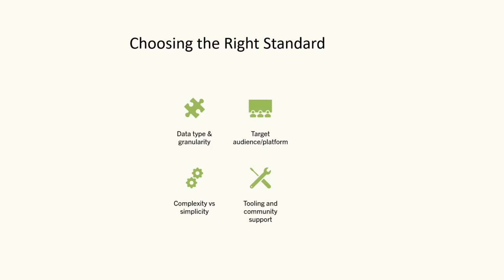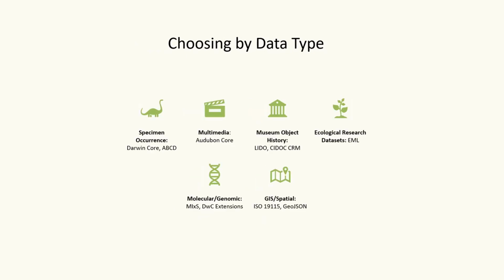And then you also want to look at the tools and the community support for using each standard. So most standards have communities of people using them. And if you can get in contact with them, I think that's very helpful in actually using a standard and getting familiar with it. If we were to choose standards by data type, for specimen occurrence data, we'd want to use probably Darwin Core or ABCD. This is, of course, not a comprehensive list. I'm sure there are others out there as well, but those two are very common.